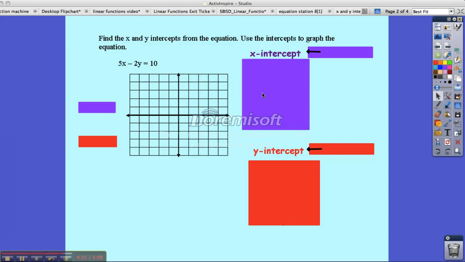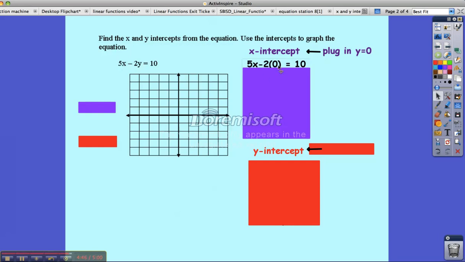So we're going to use the information that we talked about on the last slide. Remember, we said the x-intercept is where the line is going to cross the x-axis. That means that y is going to equal 0. Well, if y equals 0, then to find this x-intercept, all I have to do is plug in y equals 0 into this equation. So I'm going to write 5 times x minus 2 times 0 equals 10. So I just have 5x minus 2 times 0 equals 10.